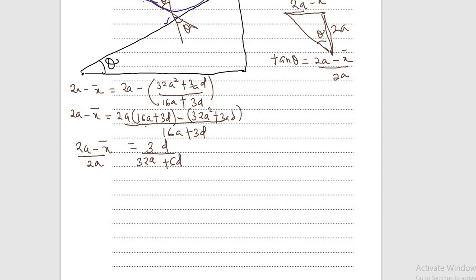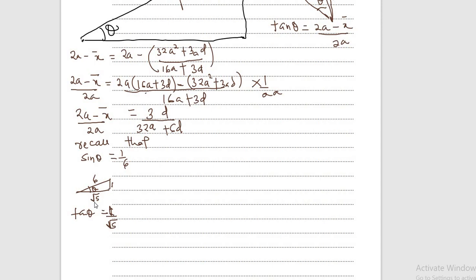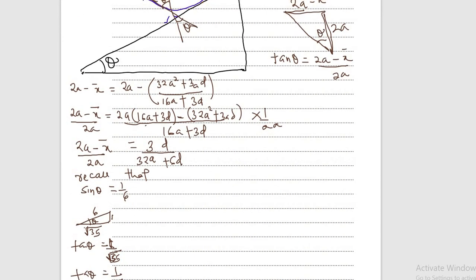Let me give us 35, not 5. The adjacent will be 35. So tan theta is 1 over 35. That will be 1 over 35, which is 5.9. That's tan theta. So since tan theta is 1 over 5.9, put it there.